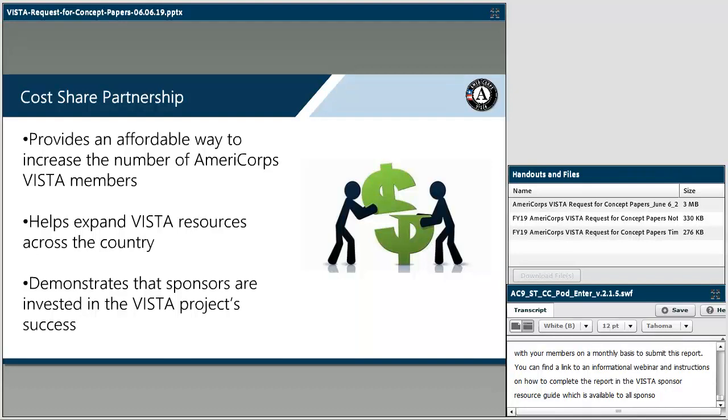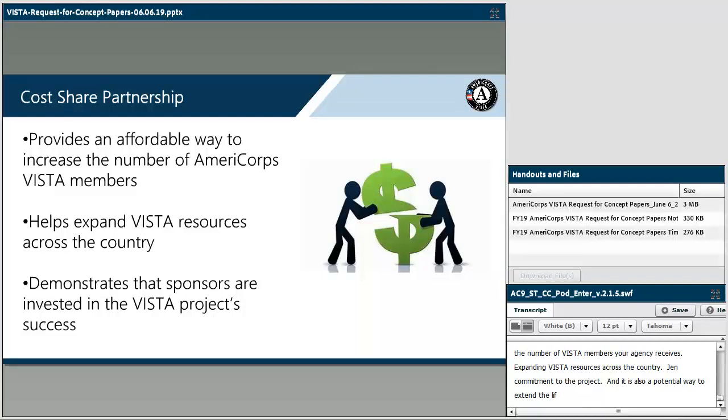As a sponsor, you'll learn about cost sharing and its benefits to your program. So cost share is a strategy in which the sponsoring organization pays the living allowance for one or more of its AmeriCorps VISTA members. It's strongly encouraged, and it's an effective way for the VISTA program to reach more local communities across the nation. In a cost share partnership, the sponsoring organization is invoiced by CNCS for the associated member living allowance costs. There are several benefits of cost sharing, which include increasing the number of VISTAs that your agency receives, expanding VISTA resources across the country, showing commitment to the project, and it's also a potential way to extend the life of a VISTA project.